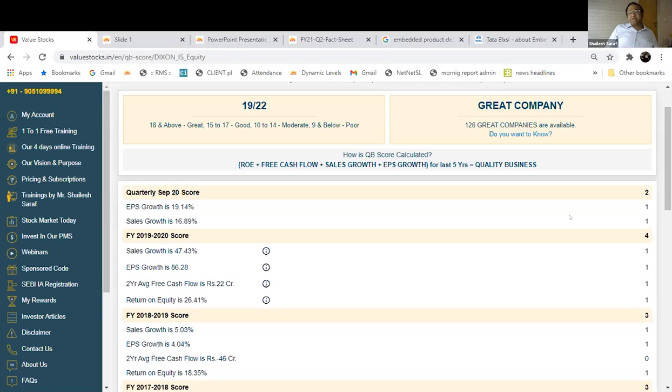What is the purpose of the Value Stocks app? The purpose of the Value Stocks app is first to bring you to about 100, 150 companies. The focus is on 100 to 150 companies that you can find by the QBS score. Now, in the QBS score, we will be discussing about 20 mid cap companies today, which can become large cap in future. How can they become large cap? By market share, by products, by what they are doing. If they do not have products or market share, how can these companies become great companies in future?